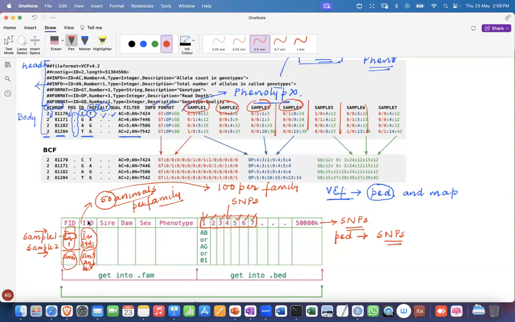Now, the 6 columns in the PED file are the most important thing. What do you have in the PED file? The 6 columns.